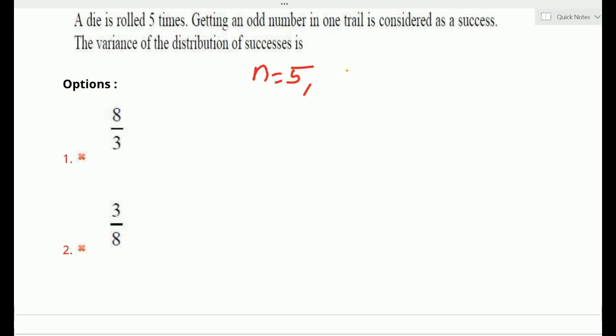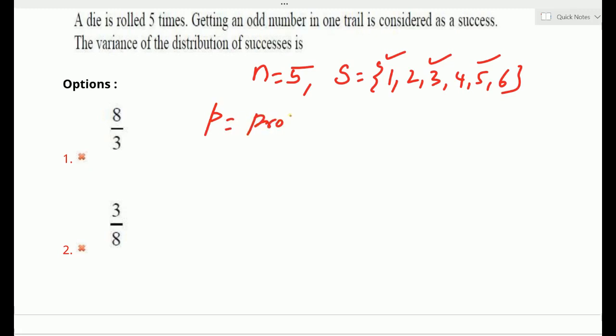Each die contains the events; let it be taken as S: 1, 2, 3, 4, 5, 6. Now, what is given is that the probability of getting an odd number is success. There are 3 odd numbers, 1, 3, 5. Therefore let P be the probability of getting an odd number. There are 3 odd numbers out of 6, so 3 by 6, which is 1 by 2.